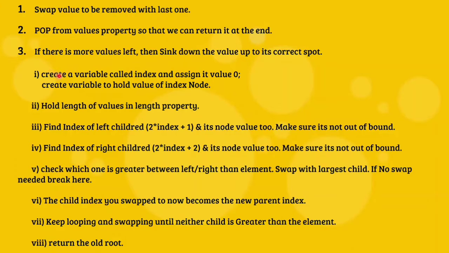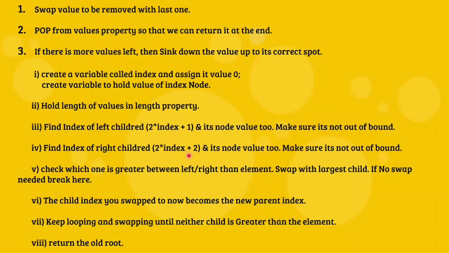For sinking down, we will create a variable called index and assign it the value 0. Then we will create a variable to hold the value of the index node. Then in the second step, we will hold the length of the values in the length property. Then we will hold the index of the left child and the value associated with the left child, and we will make sure that it is not out of bounds. Same way we will do for the right child. The formula is slightly changing. Here it was 2 times index plus 1 for the left child, and for the right child it will be 2 times index plus 2.